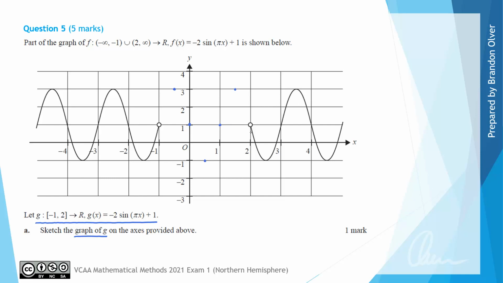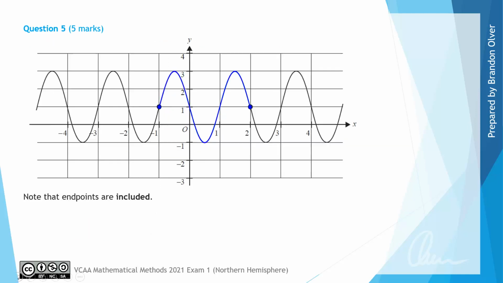We can see that there's square brackets for the domain of g, so we need coloured in dots at negative 1 and 2. So with all that in mind, coloured in dot here, and then the graph will have this shape, and it will finish with a coloured in dot at 2. So that's all we need to do for part A of this question. And the examiner's report notes that the endpoints are included, so that was vital for getting the correct mark for this question, and there a computer generated version of the graph is shown, which is what we just drew.